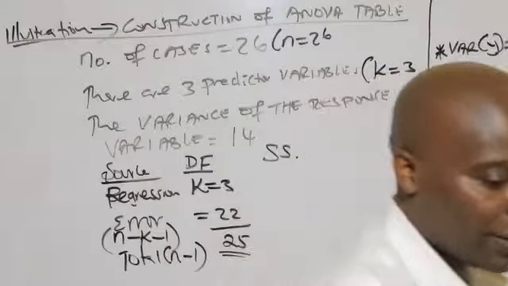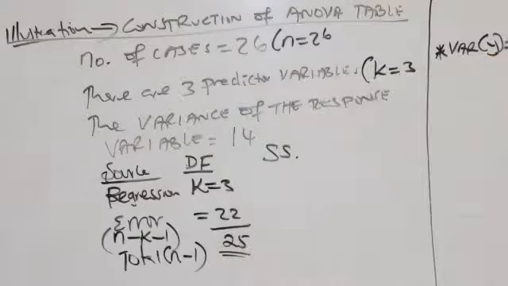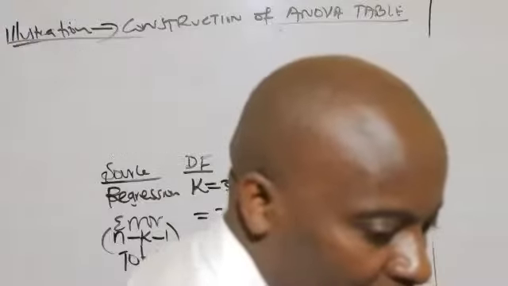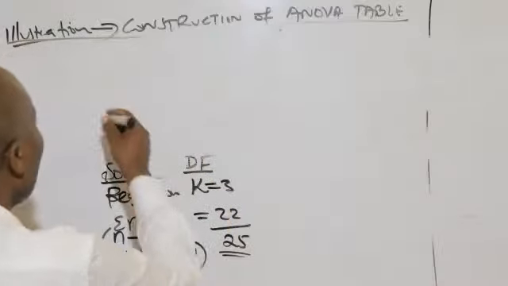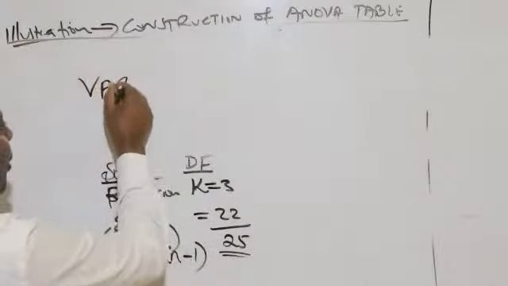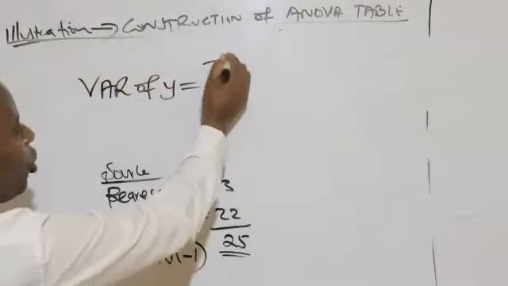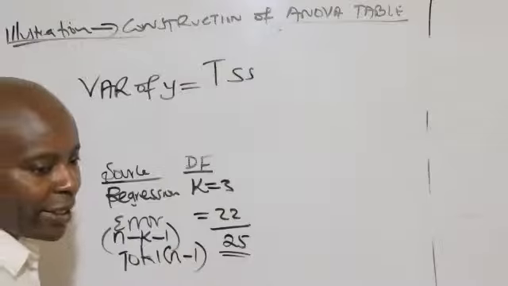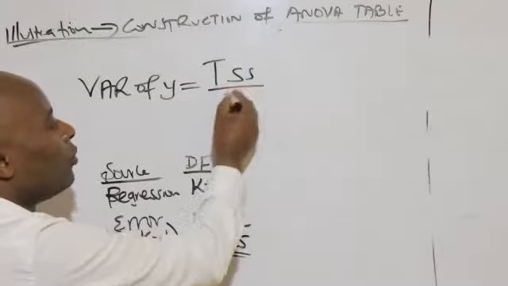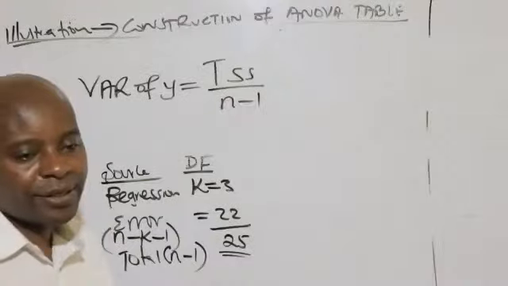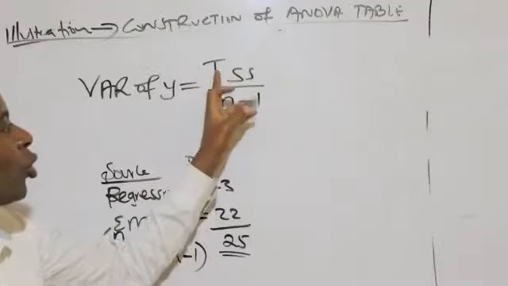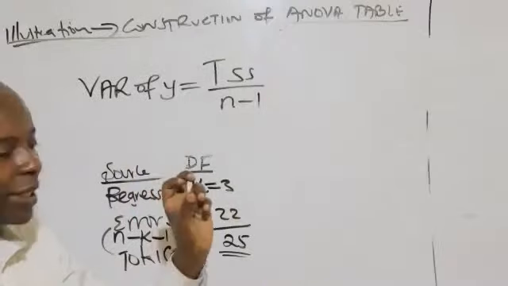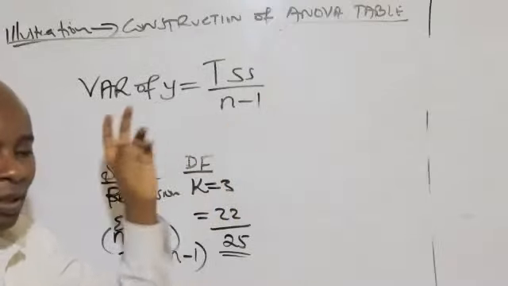Just write for me very fast. Anytime you want to get the variance of the response variable, the variance of y, you normally talk of the total sum of squares all over n minus 1.